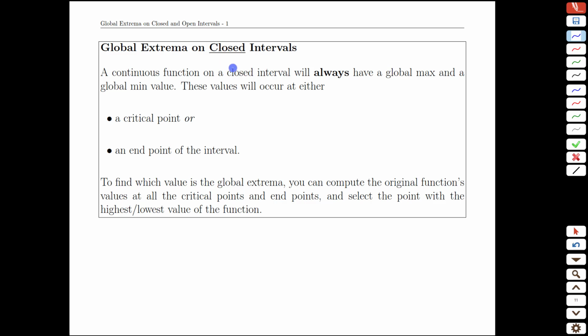In this video, we're going to compare and contrast the challenge of identifying global extrema under two different conditions. The first condition is on a closed interval and with, this is important, a continuous function.